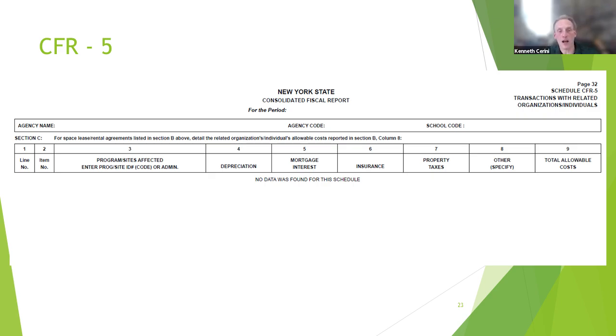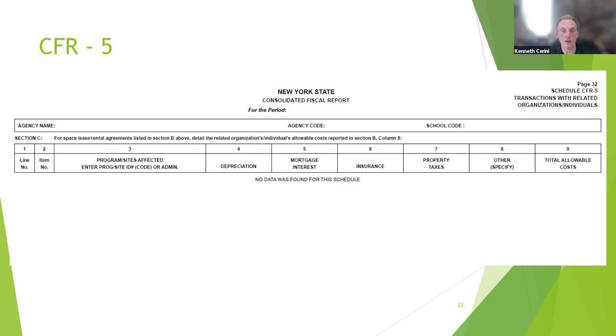As I mentioned, one of the more common areas of related party transactions, and disallowances, is rent. If you do have a rental agreement, this is where you would show the actual cost to the related party. So you would reflect whatever the depreciation on the space is, the mortgage interest you're paying, any insurance that's paid, any property taxes, any other expenses that exist, to come up with your total allowable costs. And that's what would roll over to the previous page into column 8. So this is where the allowable costs calculation would happen.